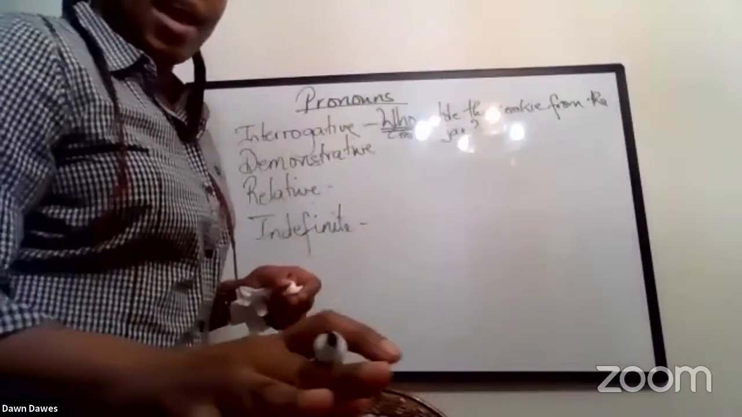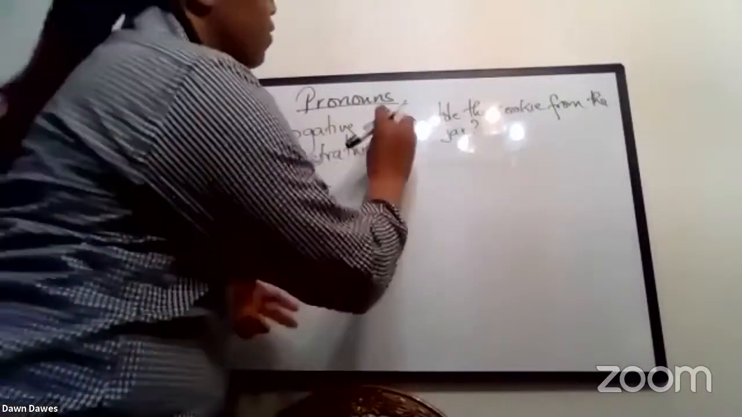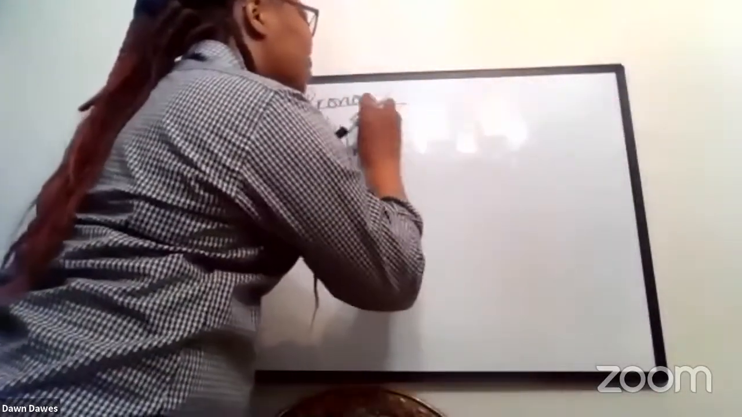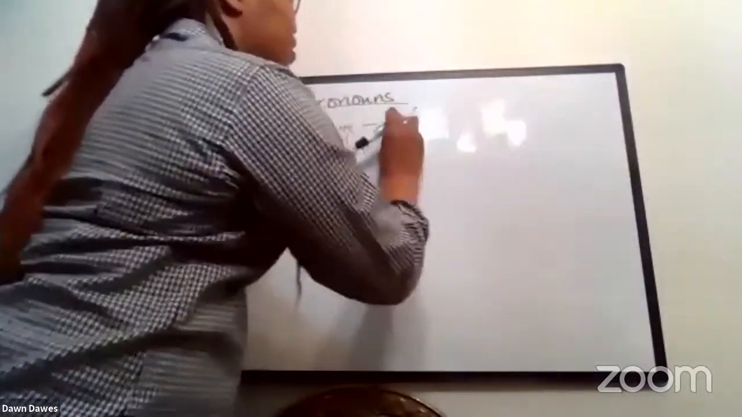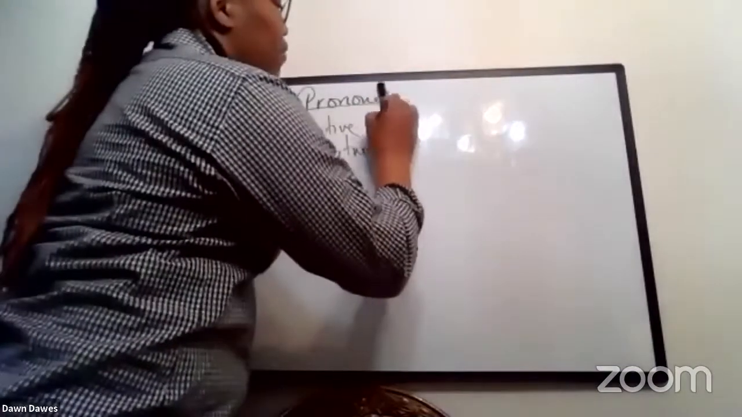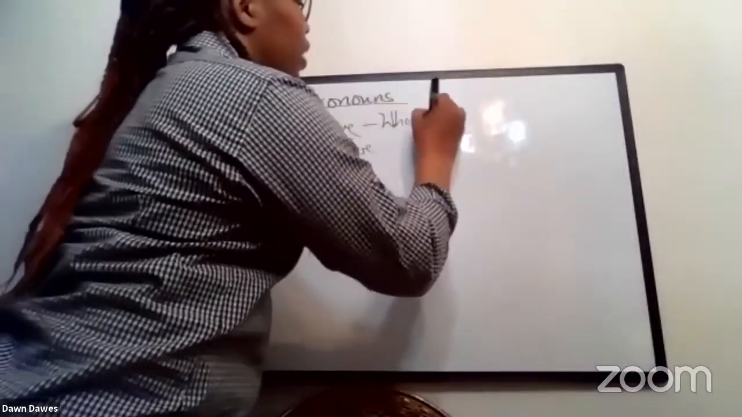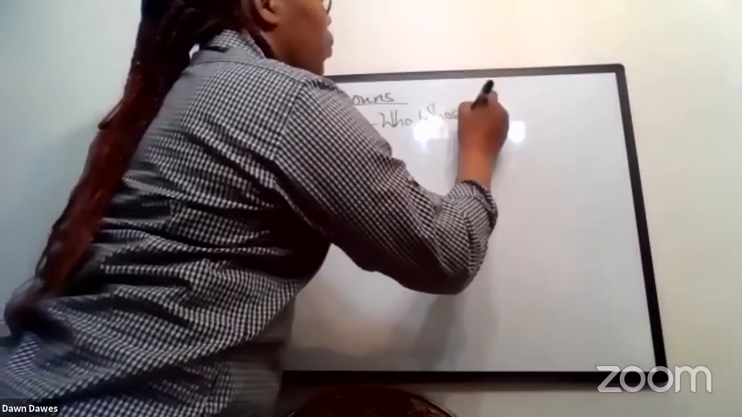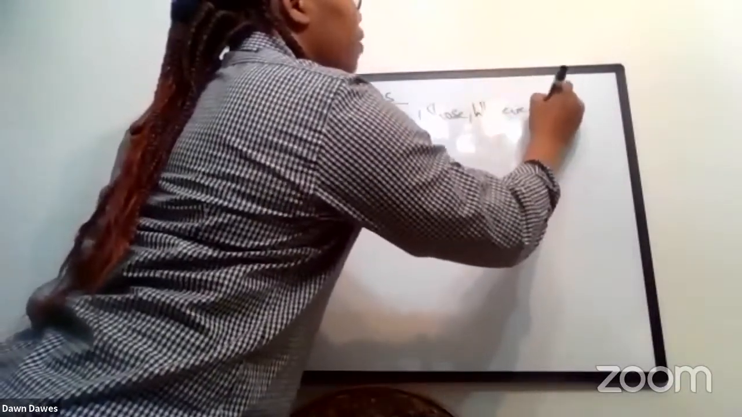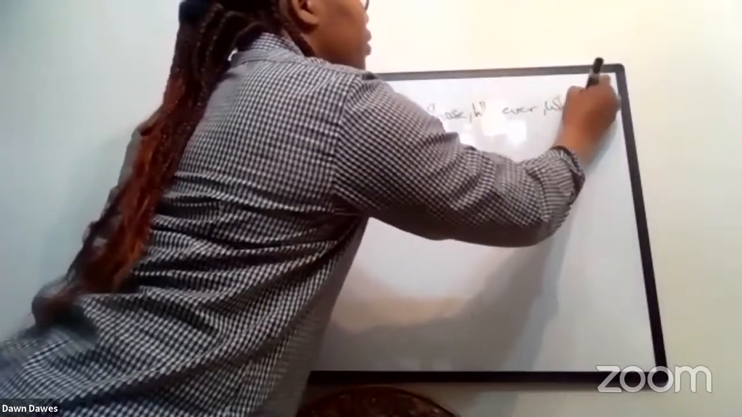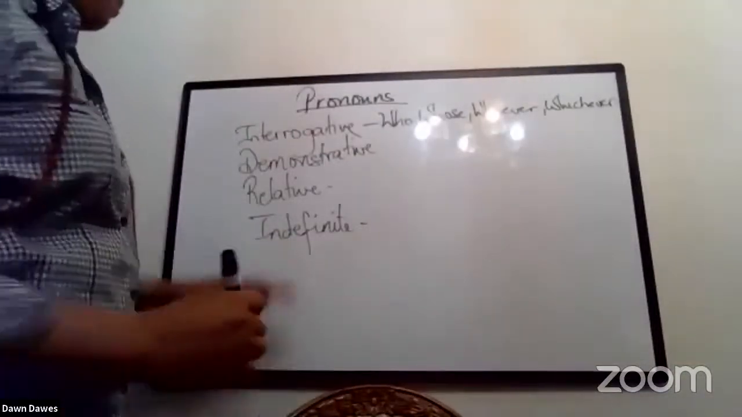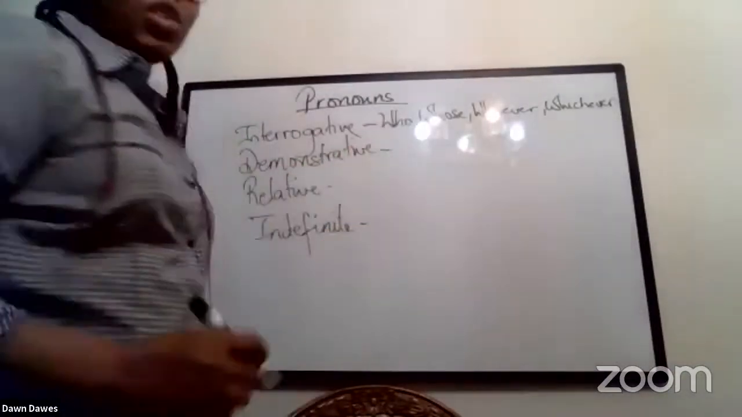No, I'm going way ahead of myself. I should have given you the list first before we started looking at examples. My humblest apologies. So we have who, we have whose, we have whoever, we have whichever, among others. Then we have demonstrative.